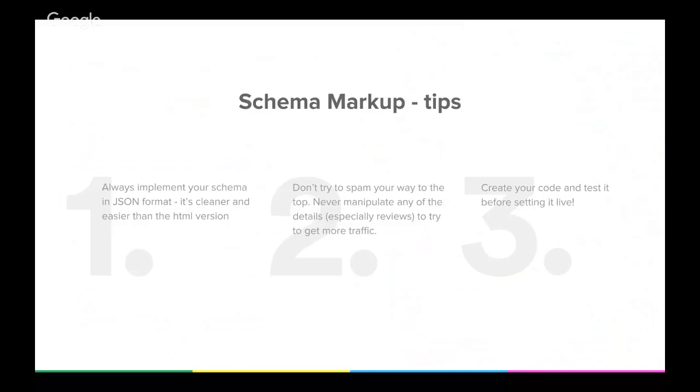Don't try to spam your way to the top, so never try to manipulate any of the details, especially reviews. That's something that gets manipulated quite a lot with schema to try and get more traffic. In the end, Google will find out that you're manipulating schema and you're trying to manipulate their search rankings, won't take kindly to it, and you'll probably get a message in your Search Console account someday telling you that you've been served with a manual action. So just please make that as natural as possible. And number 3 really goes without saying, but create the code for your schema and test it before setting it live. It's never more frustrating than putting a piece of code live and having to revert to a previous version because you haven't actually implemented it correctly.